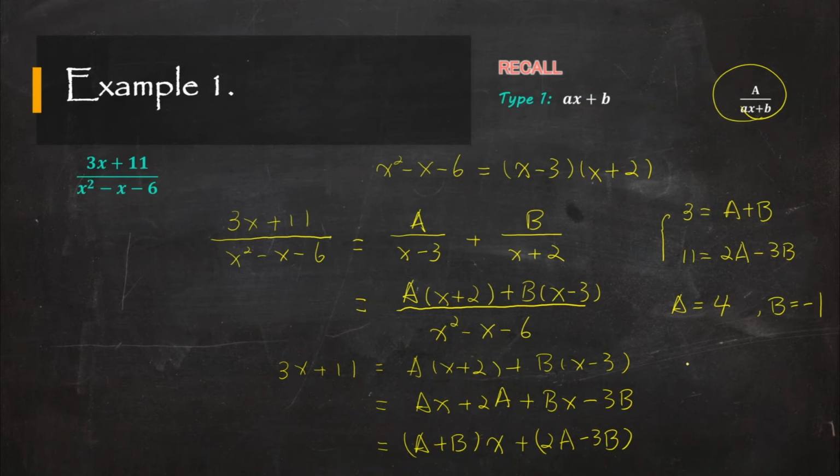So the original function is going to be equal to 4 over (x minus 3) plus -1 over (x plus 2). Or a better way is we change the sign here. So this is the final answer. The first example is pretty straightforward and easy, right? Okay, so let's move on to the second one.